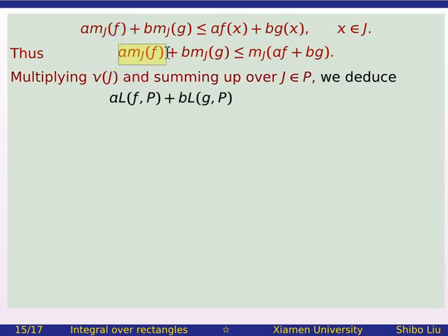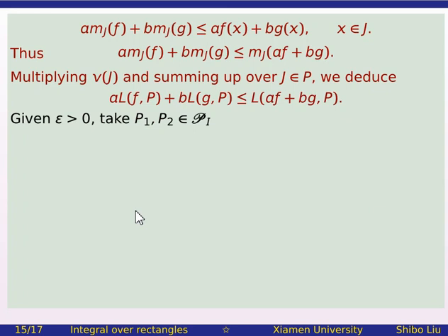this term multiplying the volume of J and summing up will give us the lower sum of f with respect to the partition P, and this term gives us the lower sum of g, and the right hand side is the lower sum of the linear combination. So we have this inequality.